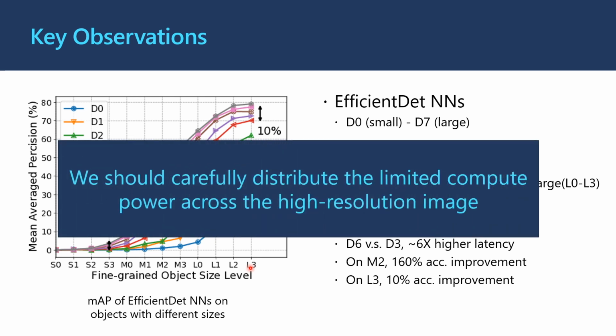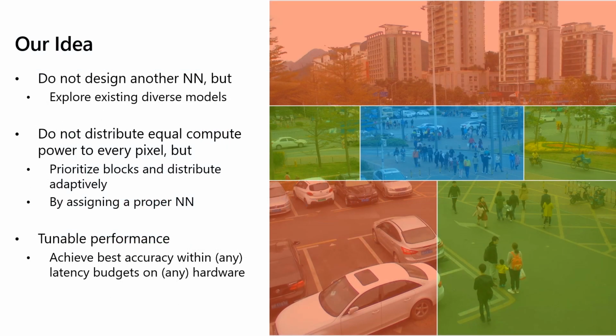These observations motivate us. We should carefully distribute the limited compute power across the whole image. So here is our key idea. We don't design another new model, but explore existing diverse models. Common CNNs treat every pixel equally, and the compute power is distributed uniformly. But we want to prioritize regions and distribute compute power adaptively. Assign a proper model to each region.